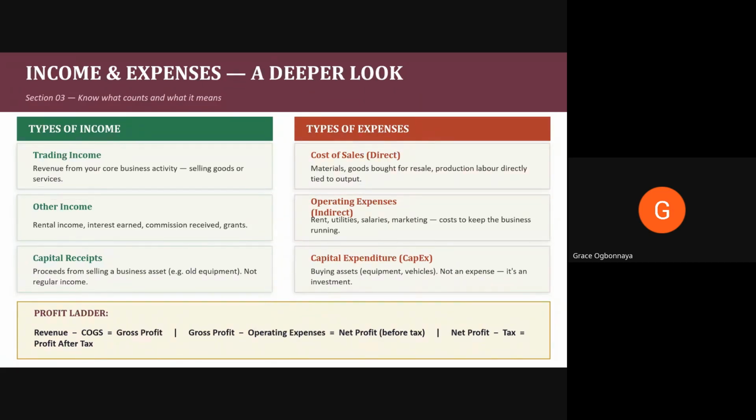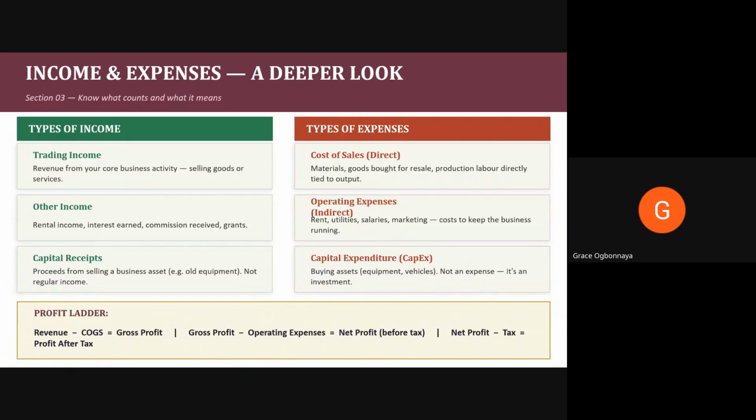The person that made it that beautiful, that put their skill into making that bed sheet, that is a direct cost. That is the cost of sales. So for indirect cost, that's a simple way I can explain: you can't see it on the product. These include rent, utilities like water bill, NEPA bill, data, salaries, marketing. These are the things that keep the business running day-to-day. That is the indirect cost.